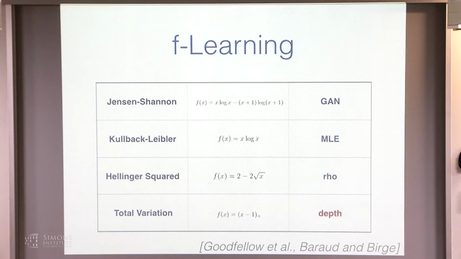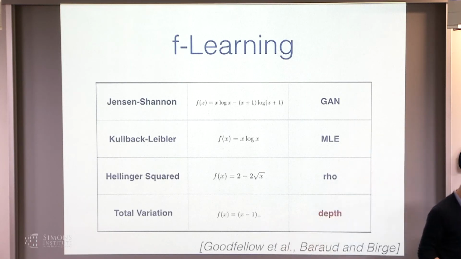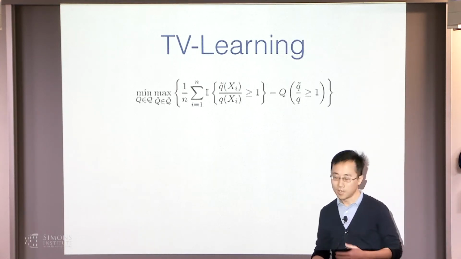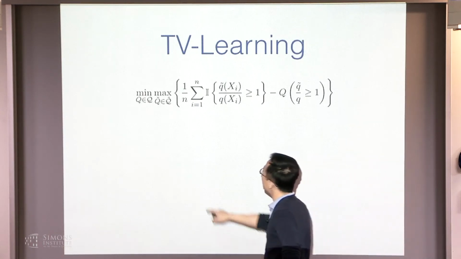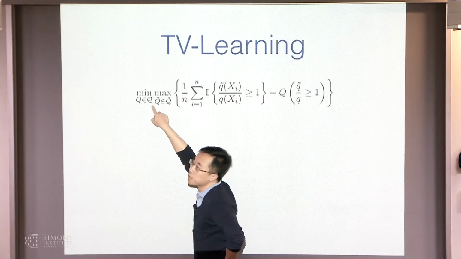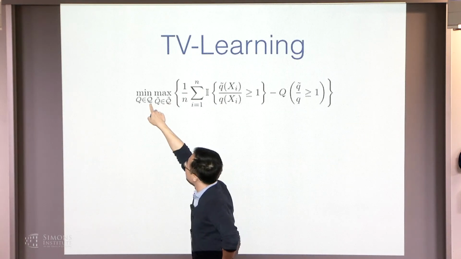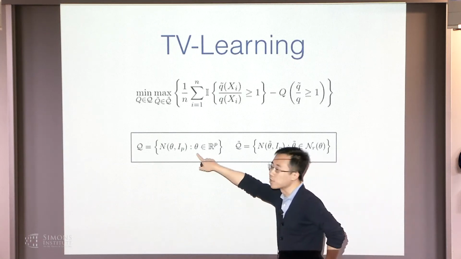So let's take f(x) to be the positive part of x minus 1, and then its derivative is just the indicator function. Therefore, the total variation learning formula can be written in this formula. Okay. And for example, if you want to estimate the normal mean, what can you do? The only thing you need to do is to specify the two classes of distribution that you need to deal with. So let's specify the first class distribution, script Q, by the normal location model.